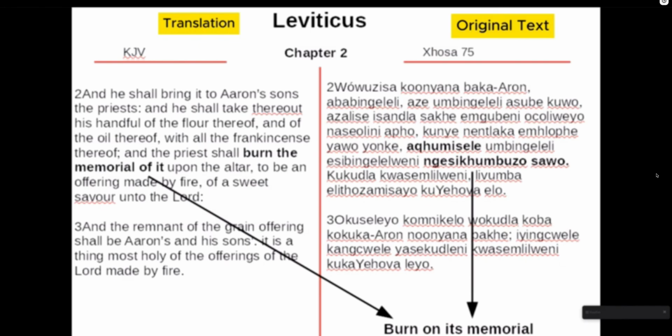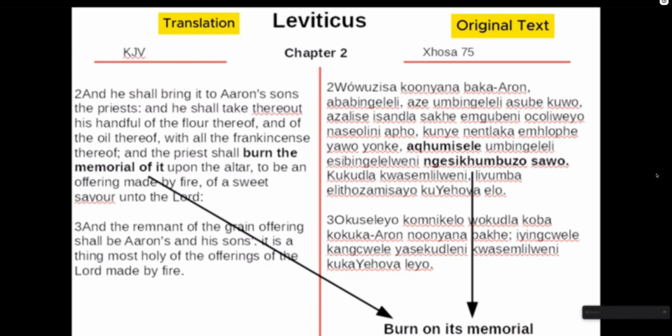How do you burn the memorial of something? I mean, it doesn't even make sense. Like they didn't understand what they were translating. So if you read English and you don't understand the Bantu language, you'll miss that you shall burn something on the day it's relevant. You don't refrigerate it, postpone nothing.